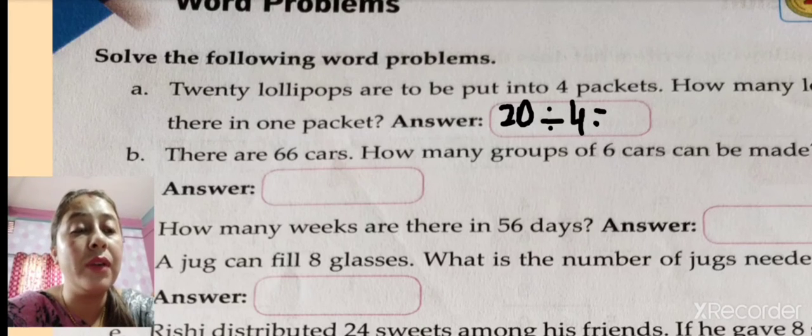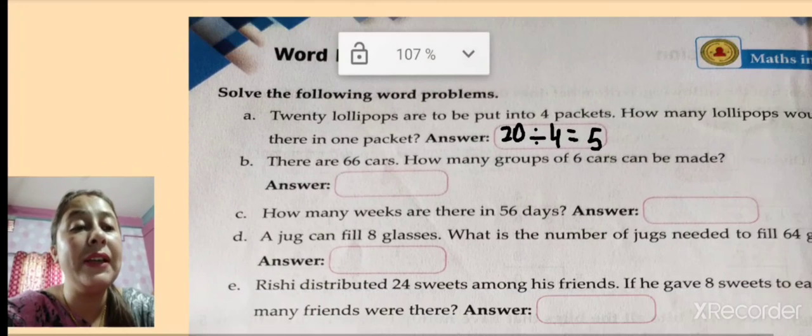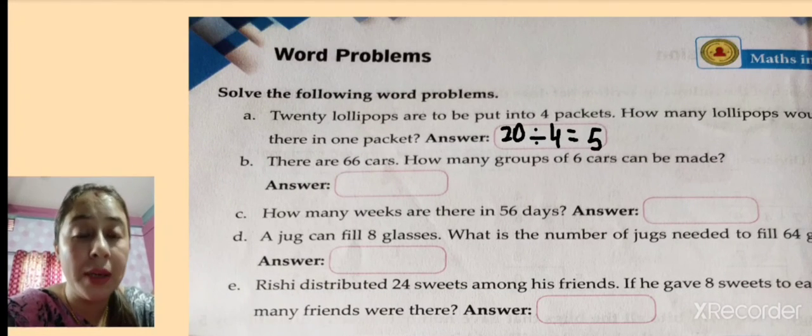So what will be our question? 4 fives are 20. So how many lollipops will be there in one packet? There will be 5 lollipops in one packet.